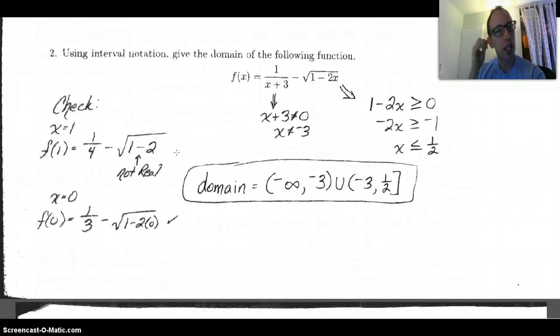Second question, we're looking for a domain of the function. So we have this function right here. Two things we're watching out for, a 0 in the denominator. So notice x cannot equal negative 3 because that would make this 0. Also making sure we don't have a negative under a square root or an even root. So we need 1 minus 2x, this thing underneath the root, we need that to be greater than or equal to 0.